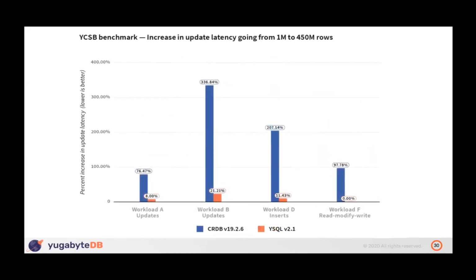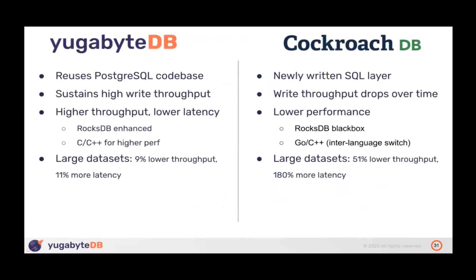Similarly, if you look at the update latency, you see a similar increase in latency when you go from a smaller workload to a larger workload for Cockroach versus Yugabyte. The increase in latency is also a lot lower for Yugabyte compared to Cockroach. If you average out everything, when going from smaller to larger data sets, Yugabyte's throughput drops by about 9%, while Cockroach's throughput drops by about 51% on average. And Yugabyte's latency goes up by 11%, while Cockroach's latency goes up by 180%. So this is the effect of data set sizes on the database.